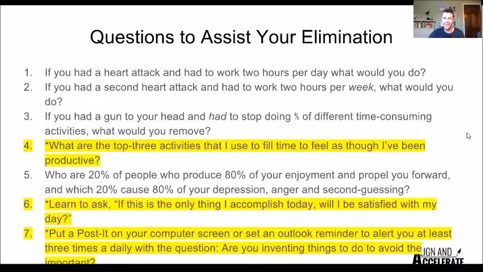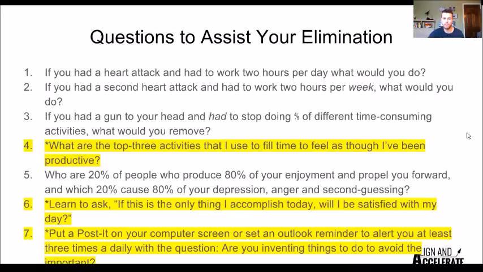Number 6: learn to ask, if this is the only thing I accomplish today, will I be satisfied with my day? Again, it's like the one thing coming up again. What is the one thing I can accomplish today that will make my day feel satisfied or happy? And number 7: put a Post-it note on your computer screen, or set aside an Outlook reminder to ask you at least 3 times a day this question.